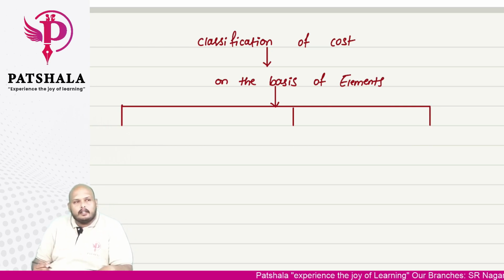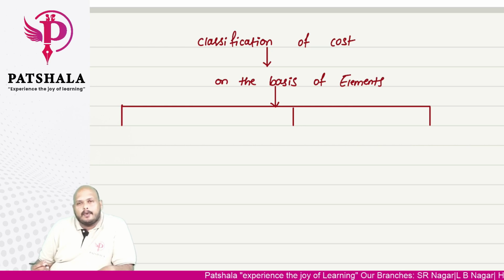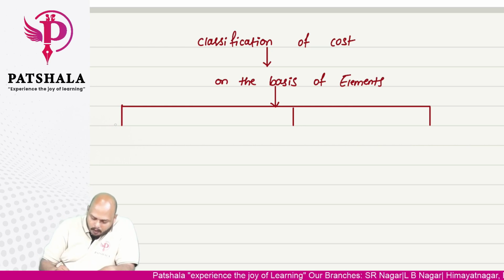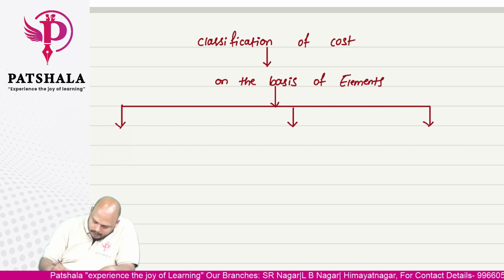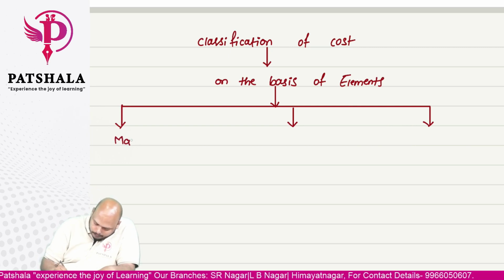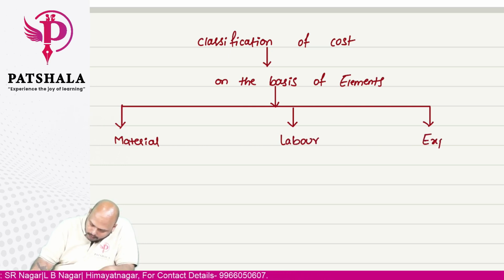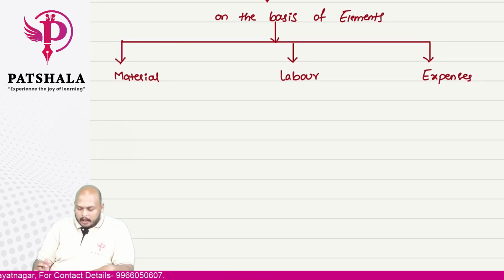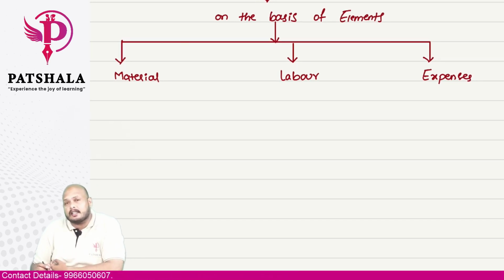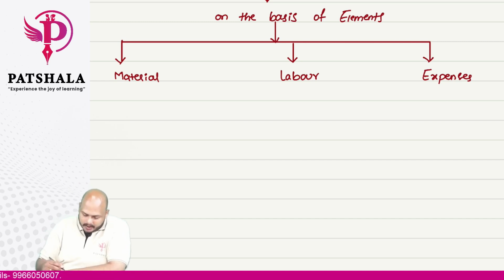If you see the classification of cost on the basis of elements, it is classified into how many types? Three types. One is material, second one is labor, third one is expense. Correct. Again, this material is subclassified into how many types? Two types. Let us see one by one.